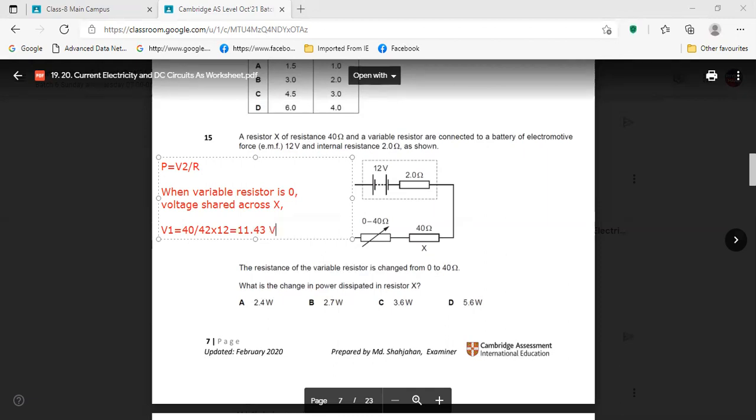Then what will be the power? Power equals answer squared divided by 40. So that is 3.265, then we can write 3.27, right? Watt.